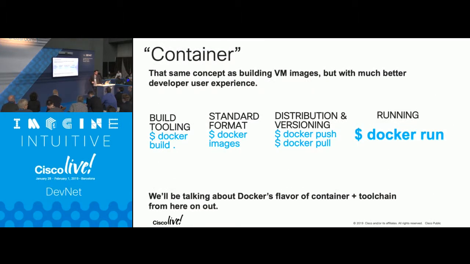But yeah, containers, building VM images, but with a much better developer user experience. So Docker build gives me a Docker image. Docker images shows me the images I've built. Docker push and Docker pull allows me to put that image somewhere online in a repository so that my production data centers can pull it down, either publicly so anyone can pull it down, or a private repository so it's just my internal data centers that can get that. And then instead of booting the VM, Docker run, give it an image we built in the build step, and that's it. And this can all happen on a developer's laptop.